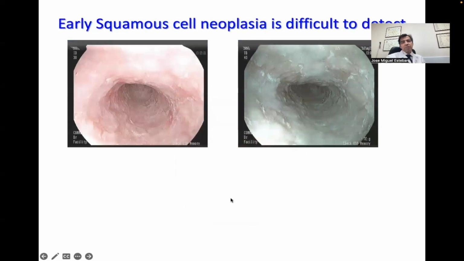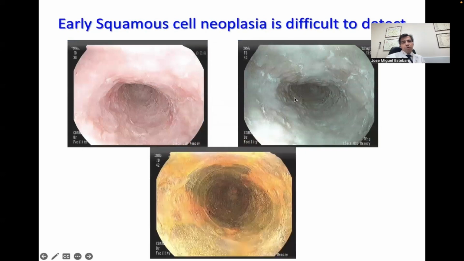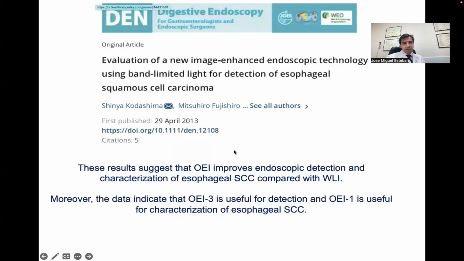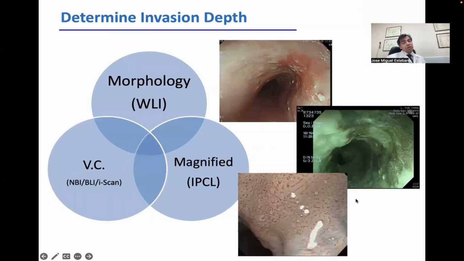So this is a difficult case where sometimes you don't really see any abnormality, but after applying Lugol, you will see this. And there are some papers regarding virtual chromoendoscopy applied in this setting, suggesting it can improve endoscopic detection of esophageal squamous cancer with the Pentax system using i-Scan OE, and also with NBI in Olympus and BLI in Fujifilm.